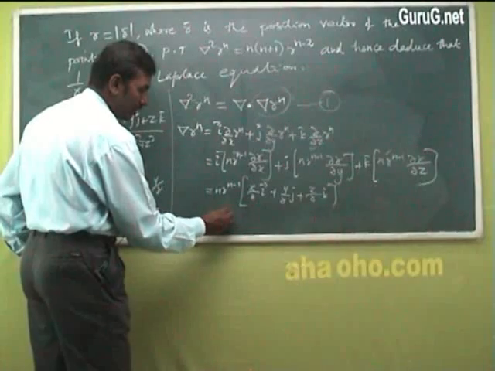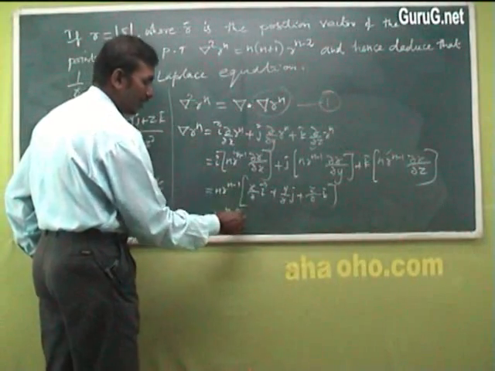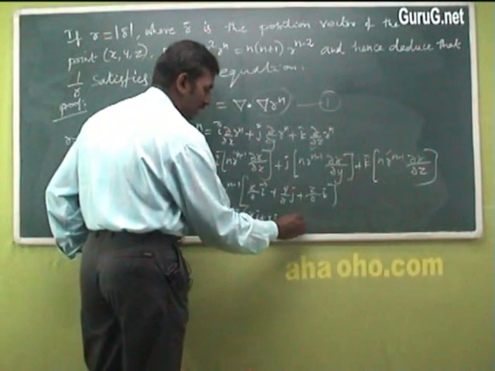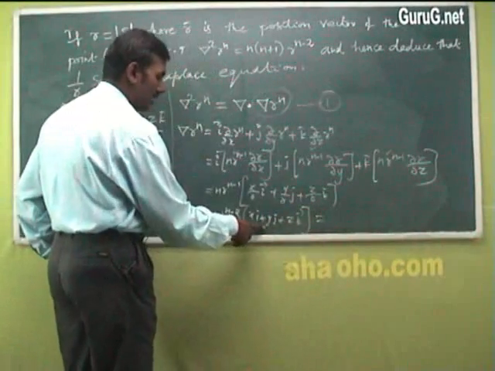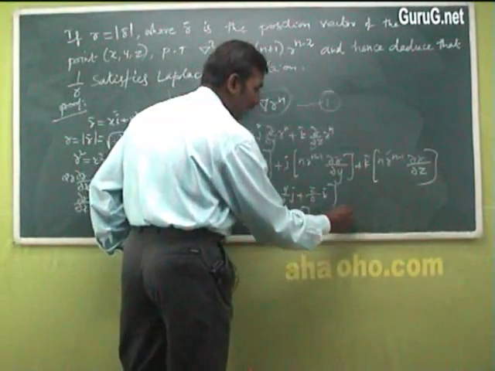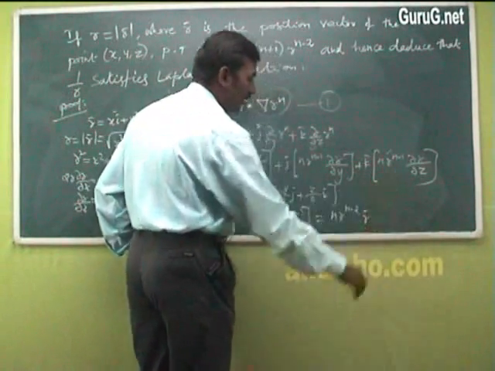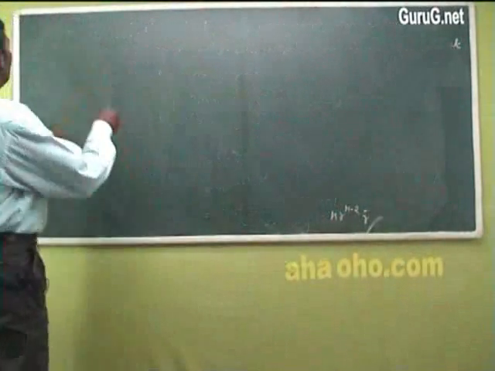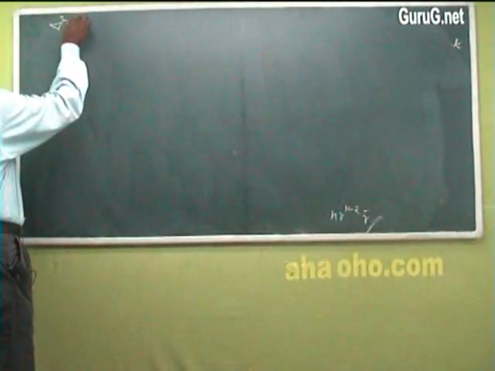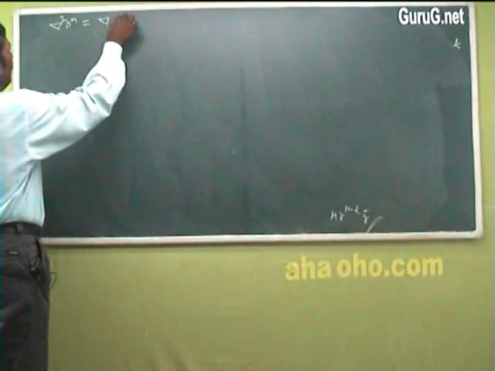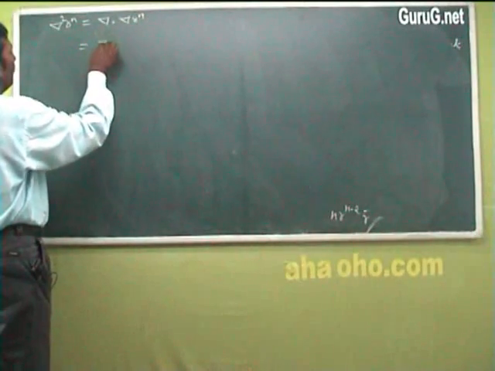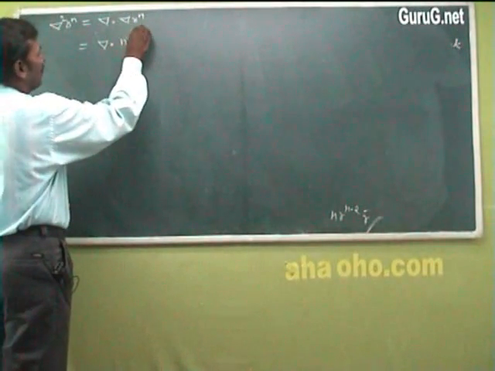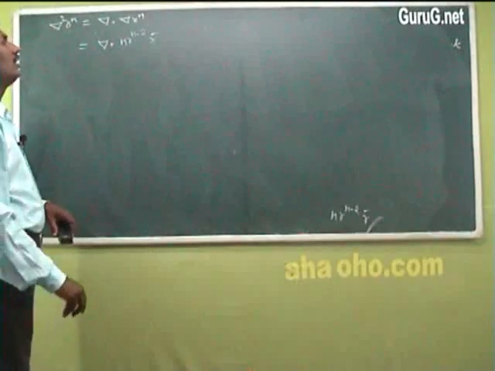Now it becomes n into r power n minus 2, and with the 1 by r taken out, what remains is xi plus yj plus zk, which is equal to, this is r vector, right? So n into r power n minus 2 into r vector. Remember this result. You substitute in 1. So del squared r power n equals del dot del r power n, which is nothing but del dot of n into r power n minus 2 into r vector, right? Now that is the result.